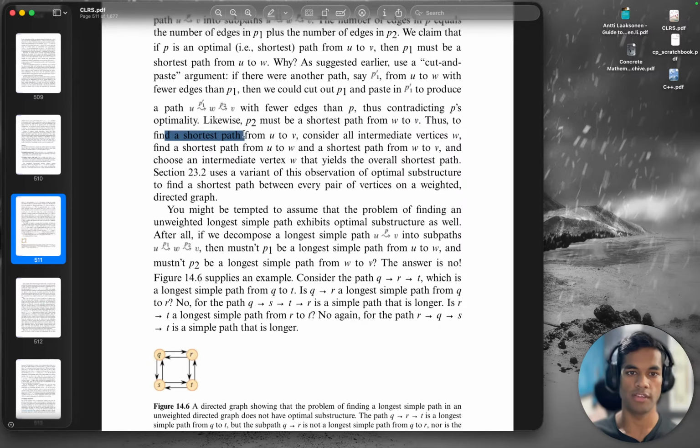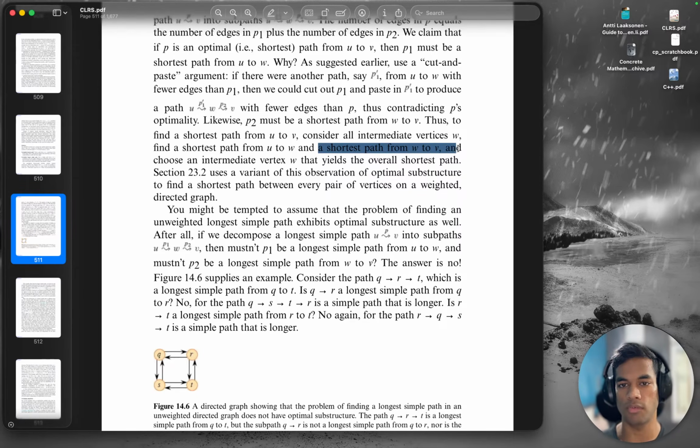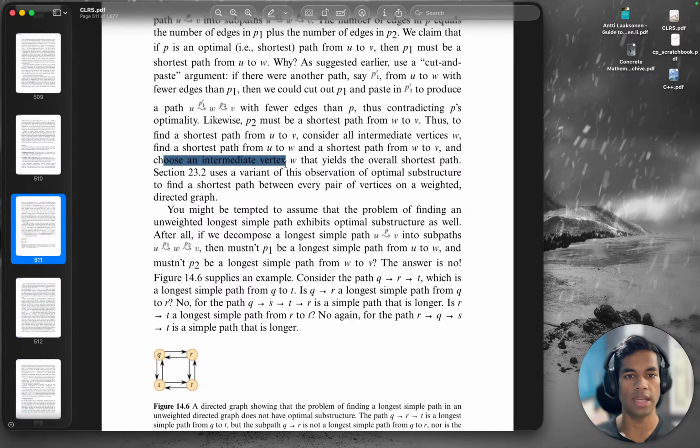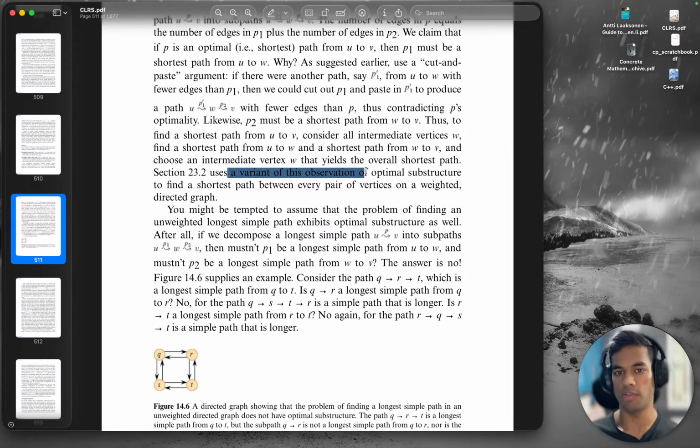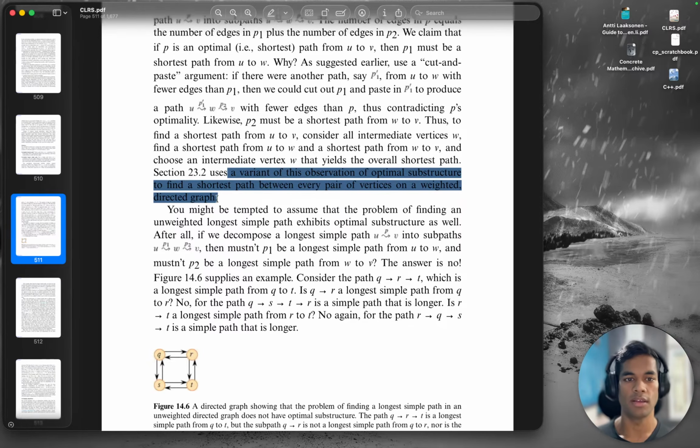Thus, to find a shortest path from U to V, consider all intermediate vertices W, find a shortest path from U to W and a shortest path from W to V, and choose an intermediate vertex W that yields the overall shortest path. That makes so much sense. Section 23, that is a graph algorithm right there. Section 23.2 uses a variant of this observation of optimal substructure to find the shortest path between every pair of vertices on a weighted directed graph.